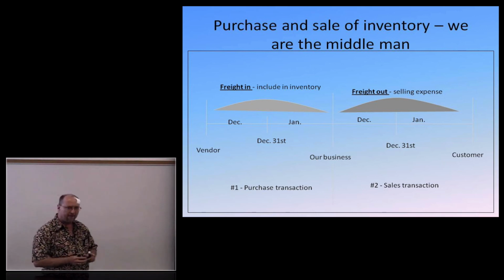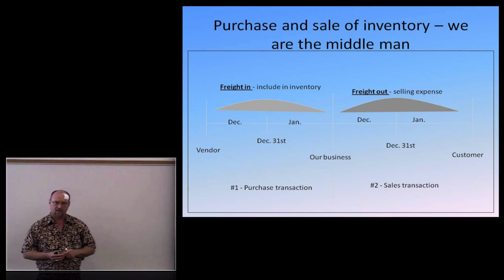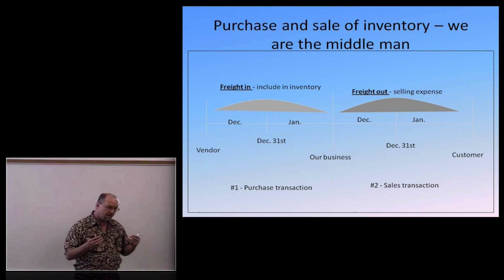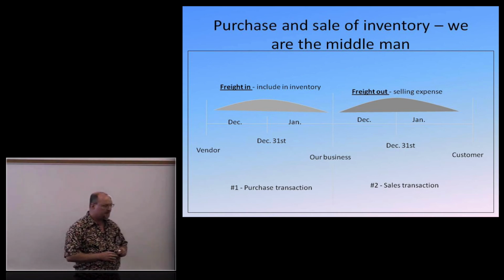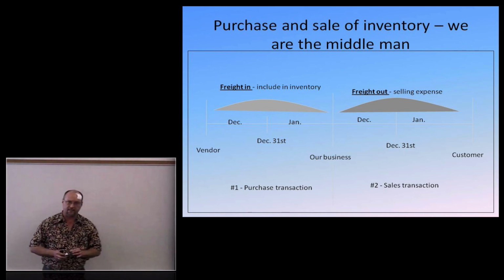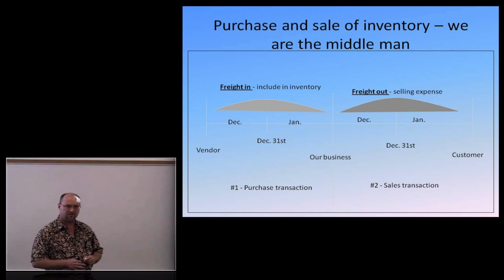Okay? Whoever pays for shipping costs has to account for the shipping costs. So transaction one, if we pay for shipping, we call it freight in. We include it in inventory. If the vendor pays for shipping, we don't have to worry about it. But normally we pay for shipping since we're the buyer. Transaction two, the customer normally pays for shipping, so they would account for it. But if we have to pay shipping costs to the seller, we call it freight out, and it becomes a selling or an operating expense. Okay? And we'll see this in just a little while.